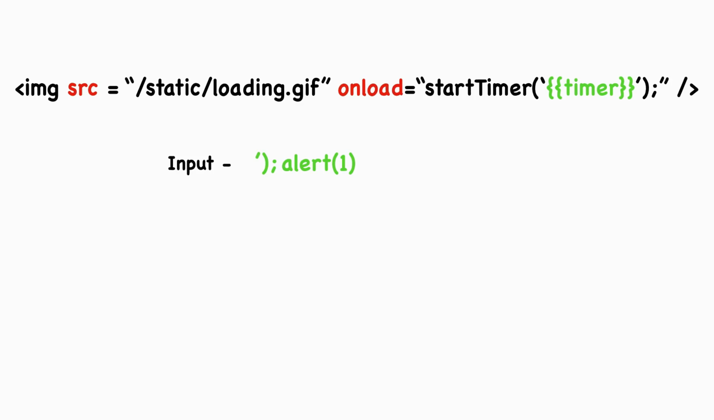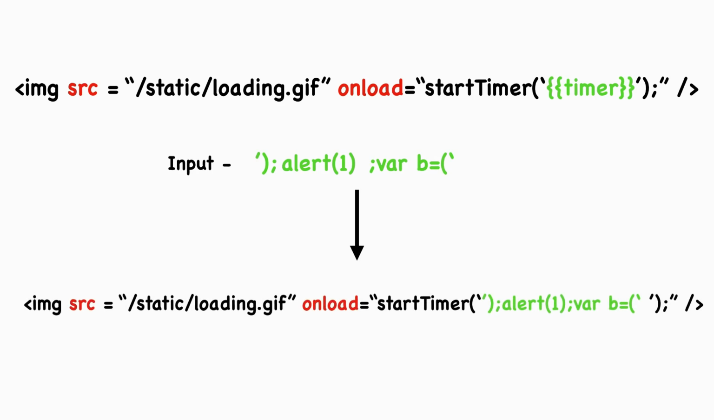Well, in order to cancel the single quote and the closing bracket, let me include another statement here, this time an assignment statement, and I will say var b equal to an open bracket, which cancels the closing bracket at the end, and then a single quote which cancels the other single quote. Now everything looks fine, right?